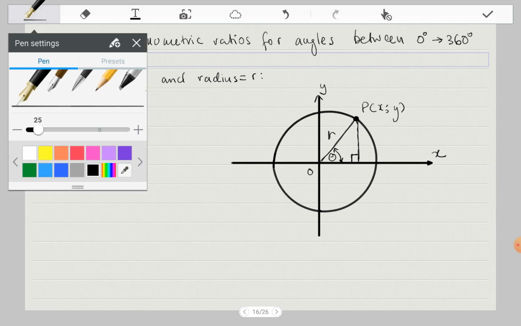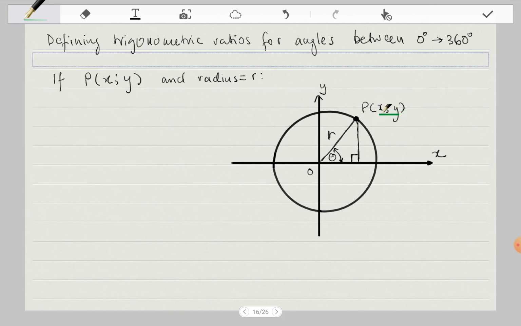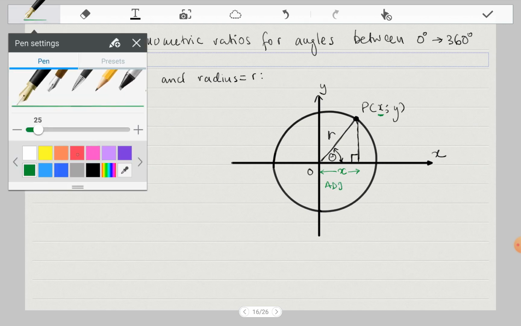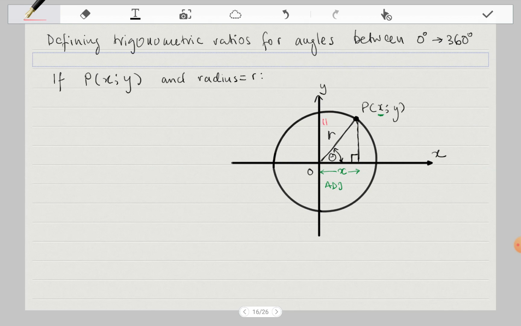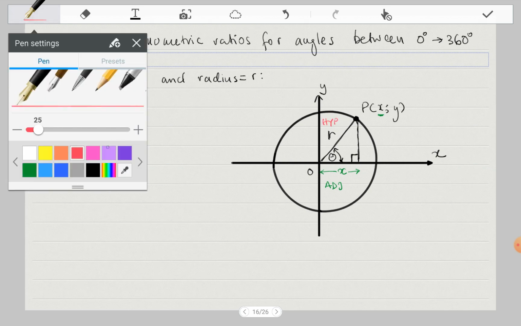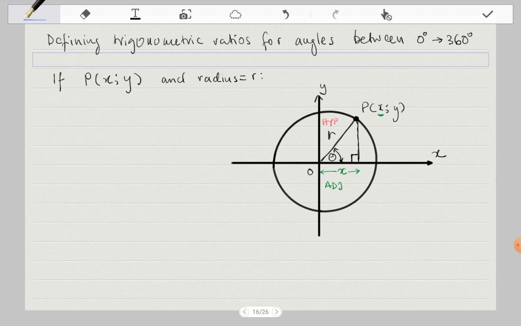If this is point P and it has a value of x, then the base of this triangle has a length of x. That would be the adjacent, remember. Then we've got a hypotenuse here, and then the opposite side, which would have a value of y. So in terms of its length, it's y, and that's our opposite side.